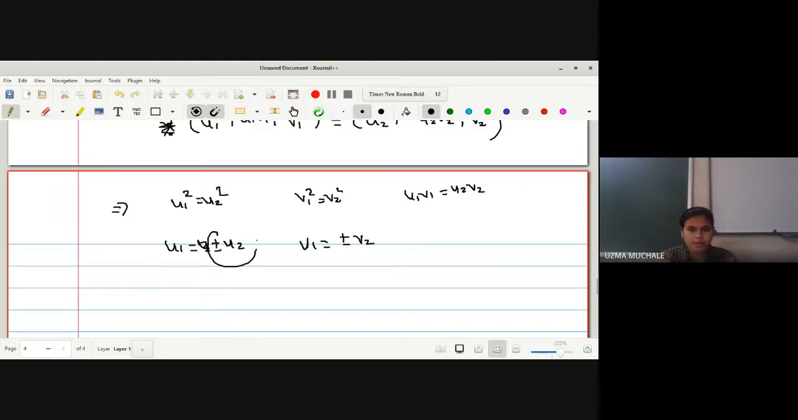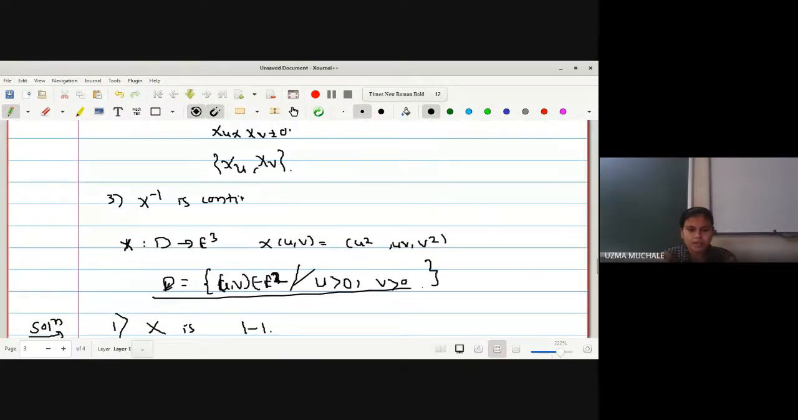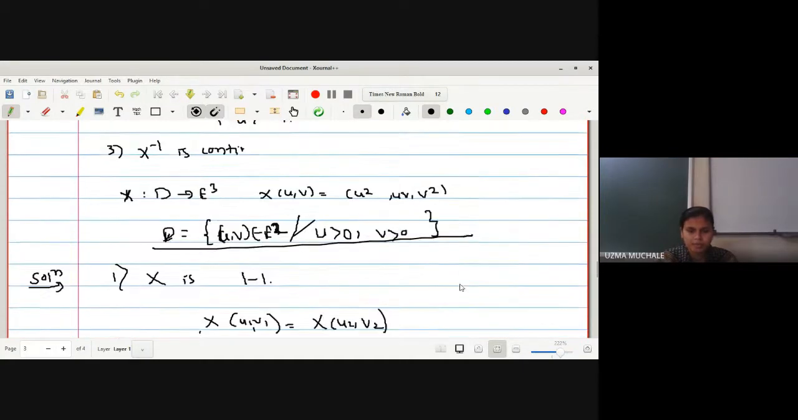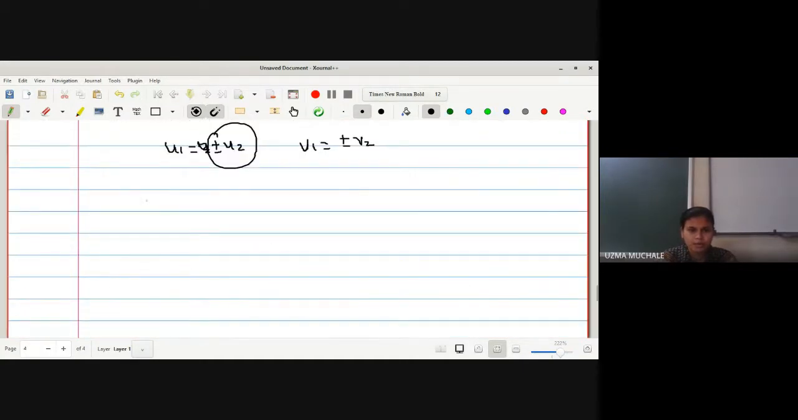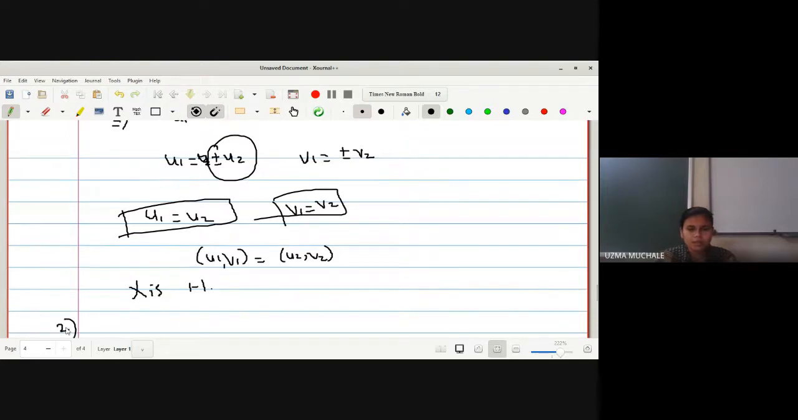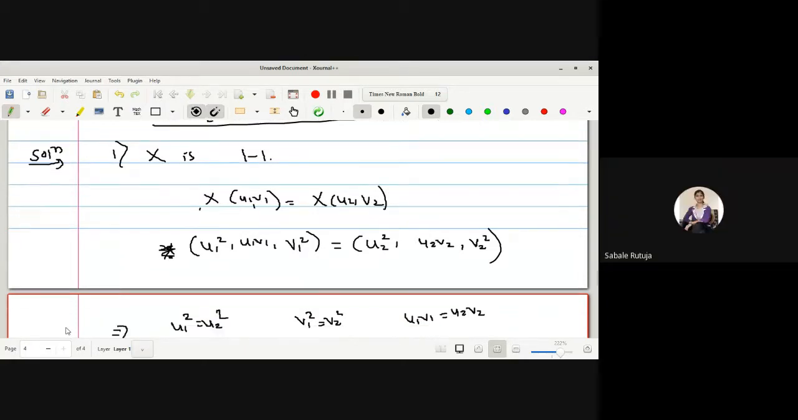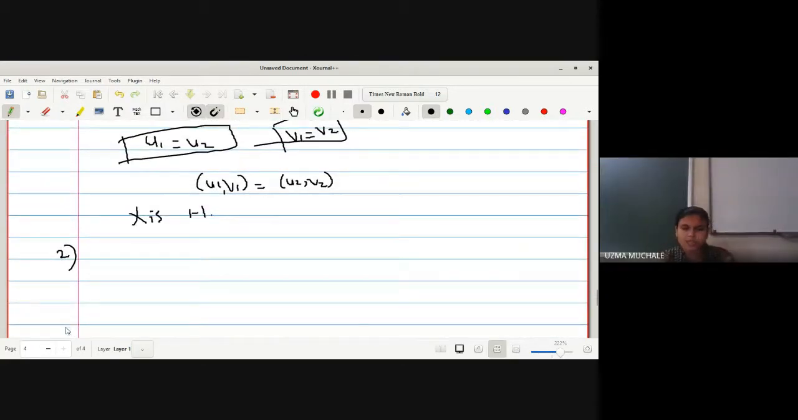Right? But we know that u and v are strictly greater than 0. This is given in our definition of the domain. So u and v are strictly greater than 0, so I can eliminate the negative signs and directly write u1 is equal to u2, and v1 is equal to v2, which ensures that your mapping x is 1-1. So the first part is covered. Is it so difficult to show that a mapping is 1-1? No, ma'am. Geometrically, it ensures that there is no cutting of the plane.